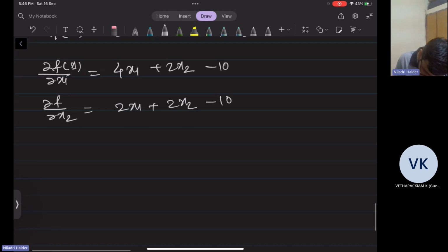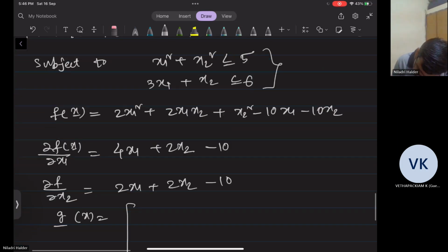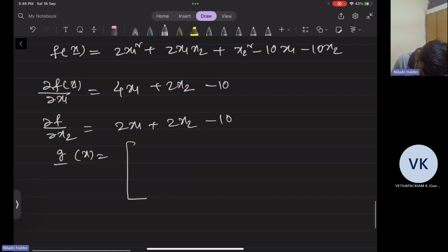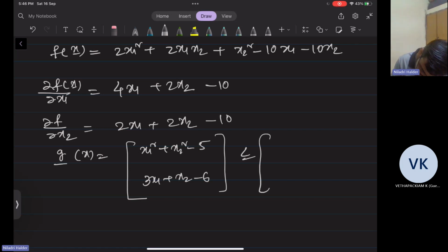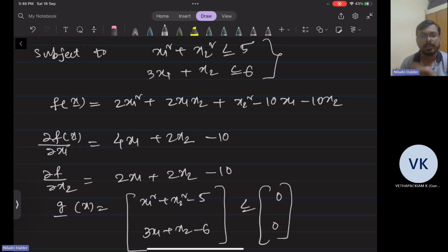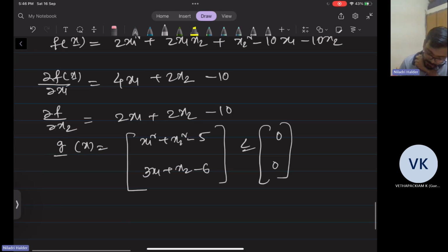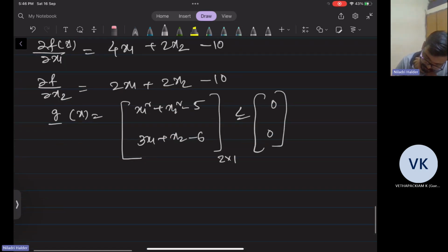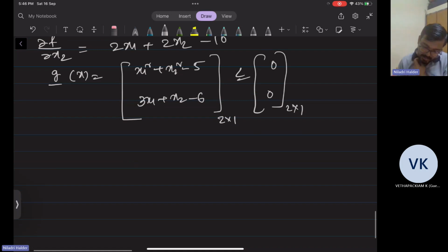Then what is g? So x1 square plus x2 square minus 5, and then 3x1 plus x2 minus 6, all will be less than or equal to 0. Correct or not? You can check: x1 square plus x2 square minus 5 less than or equal to 0, and 3x1 plus x2 minus 6 less than or equal to 0. So this is a 2 cross 1 vector. Okay, so g size is 2 cross 1.